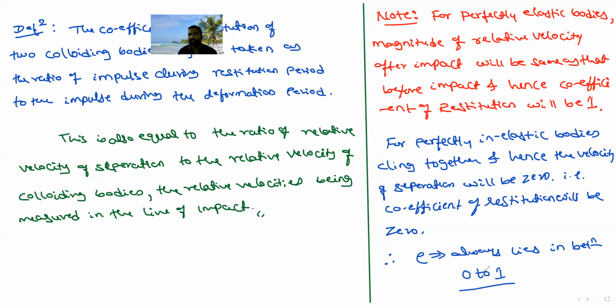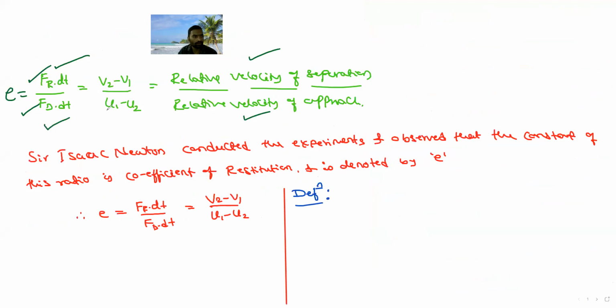See, when you take a perfectly elastic body and put it on the hard wall, it will come back with the same velocity. It means the approach velocity is equal to the separation velocity. When the approach velocity is equal to the separation velocity, then the ratio is equal to 1.